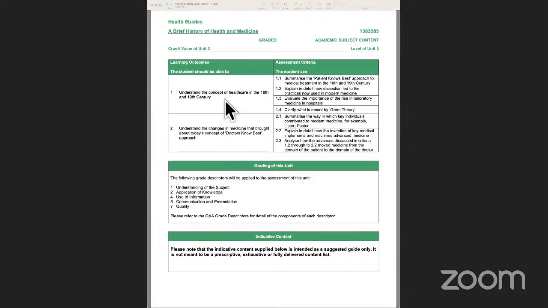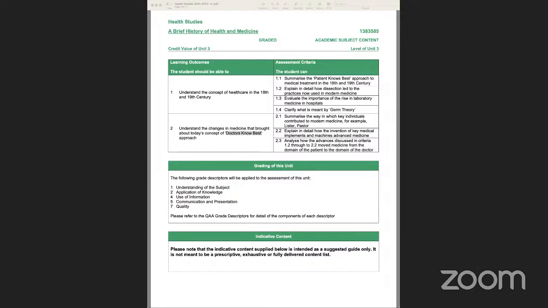That's the first learning outcome, where we are looking at understanding the concepts of healthcare, and that is to be done specific to a particular time period, between the 18th and the 19th century. The second learning outcome will focus on the changes in medicine which have happened over the years, and why the concept of patient knows best has changed to the concept of doctor knows best. We'll go into some of these details as we go along into the presentation and the discussion for learning outcome 1 and learning outcome 2.